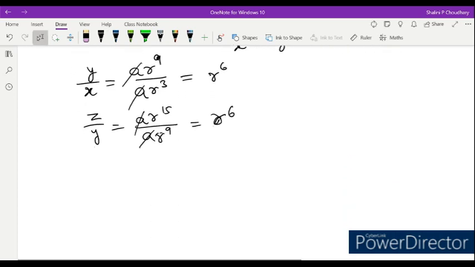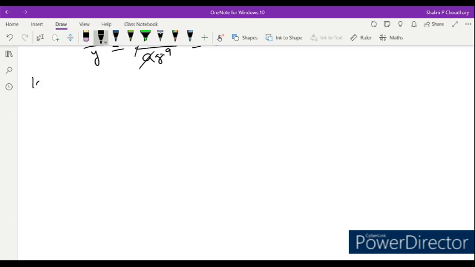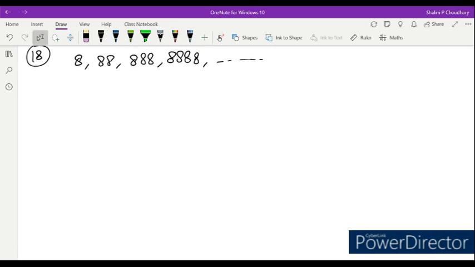Now we'll move to the next question, that is question number 18. Find the sum to n terms of the sequence 8, 88, 888, 8888. So what we have to do, we have to find out the sum till n terms. So the sum Sn is basically 8 plus 88 plus 888 plus so on till n terms.